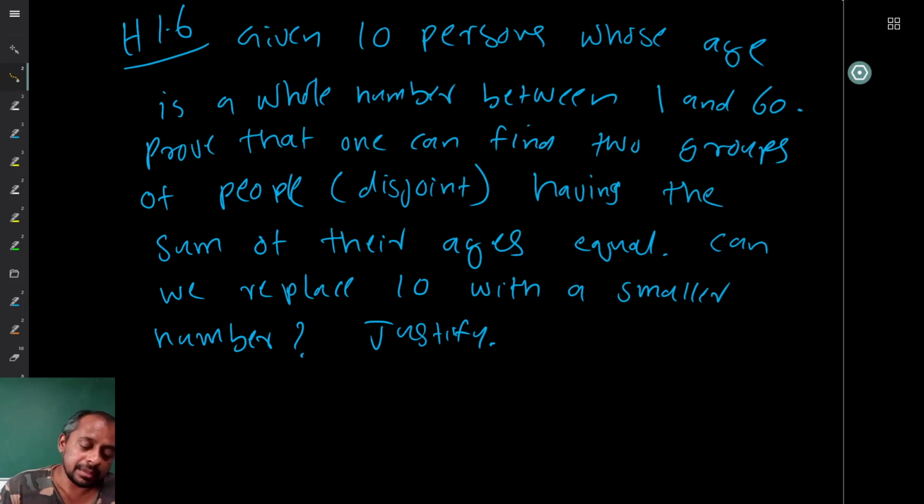And the sixth question: given 10 persons whose age is a whole number between 1 and 60, prove that one can find two disjoint groups of people having the sum of their ages equal. Can we replace 10 with a smaller number? Yes or no, and justify whatever you say. If it is yes, you need to give justification. If it is no, you have to give justification.